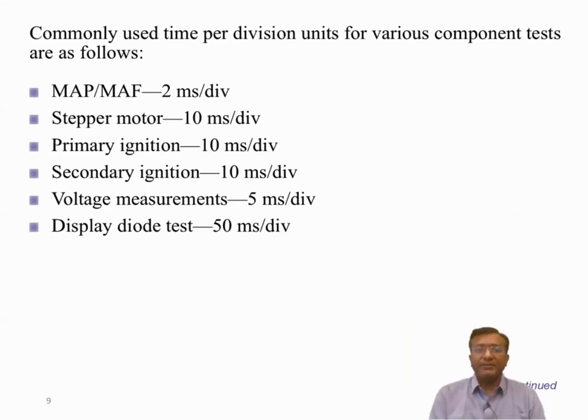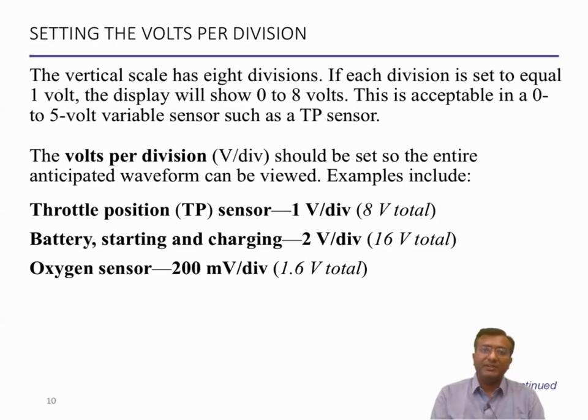For example, in the case of this manifold absolute pressure sensor, the time scale on the x-axis is 2 milliseconds per division. For checking a stepper motor, the time scale on the x-axis is 10 milliseconds per division. For the primary ignition checking, it is 10 milliseconds per division. Secondary is also the same, 10 milliseconds per division. For checking the voltage, it is around 5 milliseconds per division. And for checking a diode display test, it is 50 milliseconds per division.